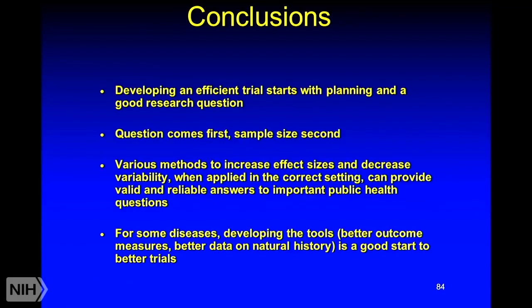So in conclusion, developing an efficient trial starts with planning and a good research question, and then some more planning, and then some more planning. So I just want to get across to you that that's the real key to this, is really thinking about these things ahead of time. The question comes first, and the sample size comes second, not the other way around. And there are various methods to increase effect sizes and decrease variability, which when applied in the correct setting can provide valid and reliable answers to your research question.